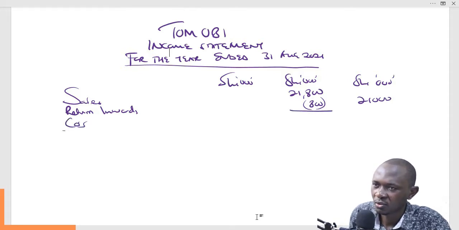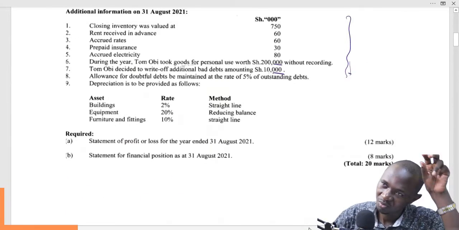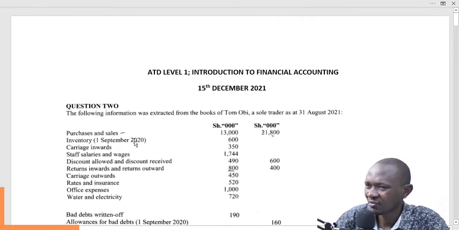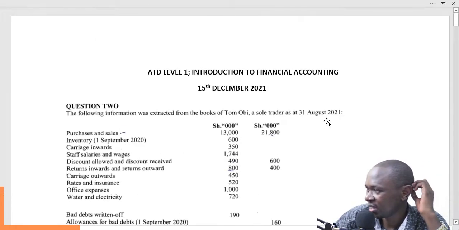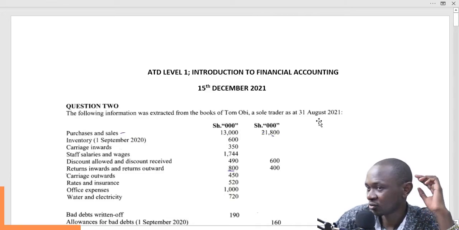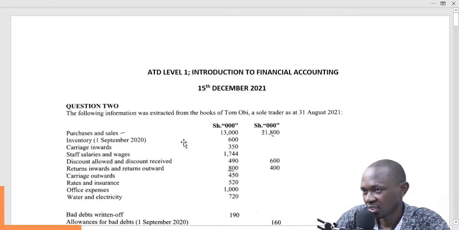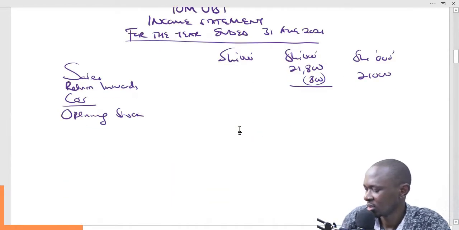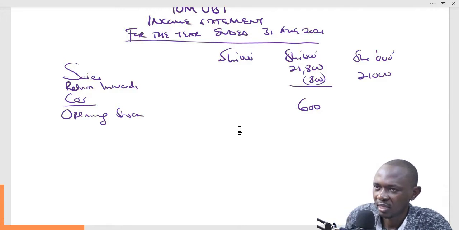Then we less the cost of sales, and for the cost of sales we always start with the opening stock. So check the opening stock, which in most cases doesn't have any workings. So opening stock is here, 1st September 2020. Remember, we are preparing for the books up to 31st August 2021. So opening stock is 600, we have that here. And then we add the purchases.